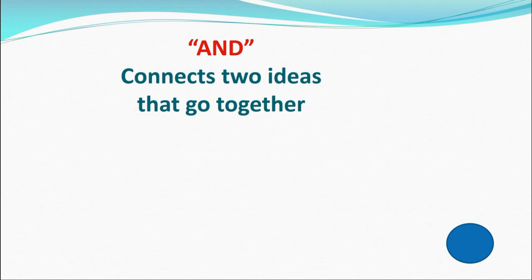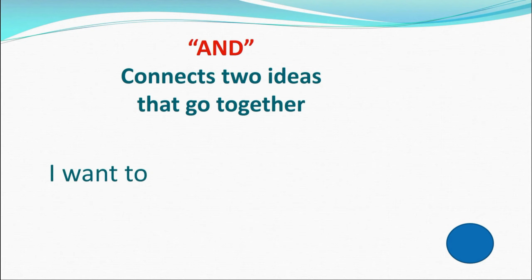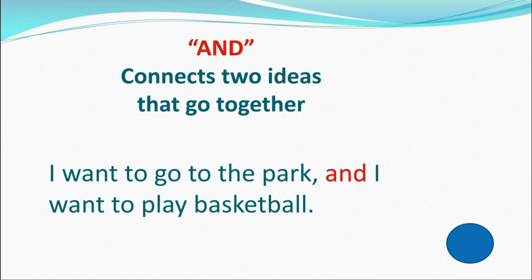Now let's look at some conjunctions in detail. The first one is and. This connects two ideas that go together. I want to go to the park and I want to play basketball. So we know that playing basketball is usually done in the park. And also we know that they are connected. So they are two ideas that go together. I want to go to the park and I want to play basketball.